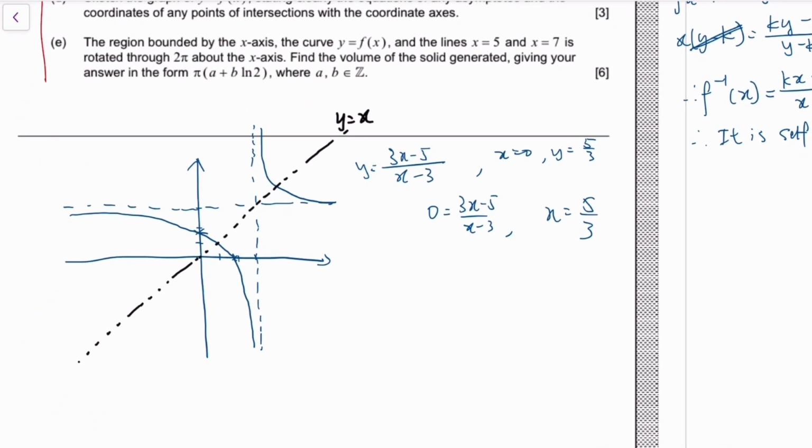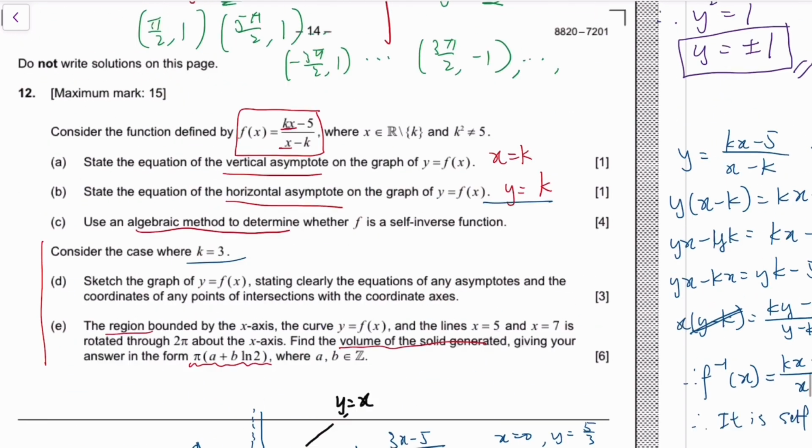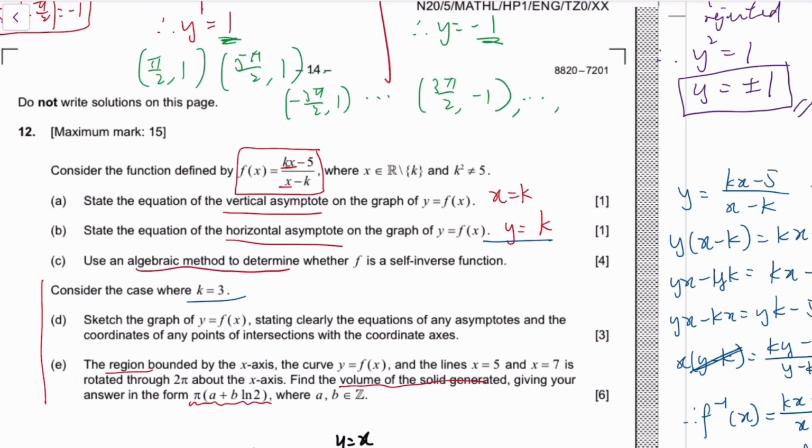DE is a region. Oh, I didn't see that. I thought I needed to somehow make something like this, but it turns out it is just a volume of revolution.